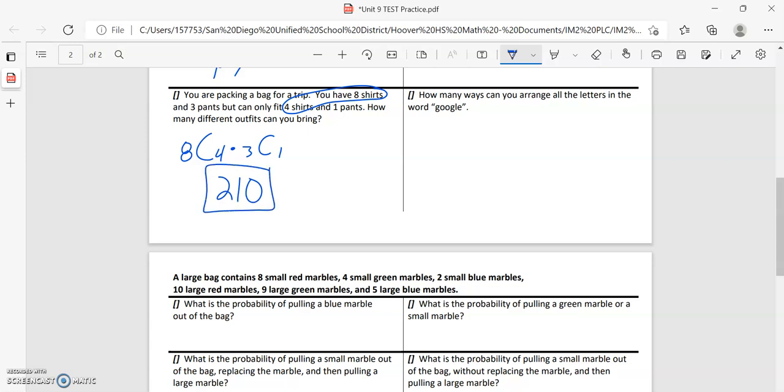How many ways can you arrange the letters of the word Google? So we have 6 letters, so 6 factorial. And we have 2 G's, so that's 2 factorial, and we have 2 O's in the middle, also 2 factorial. 6 factorial equals 720. And 2 factorial times 2 factorial is 4. 720 over 4 is 180.